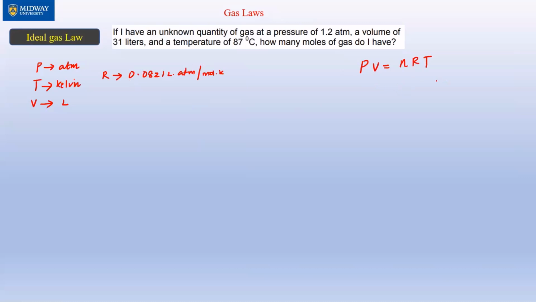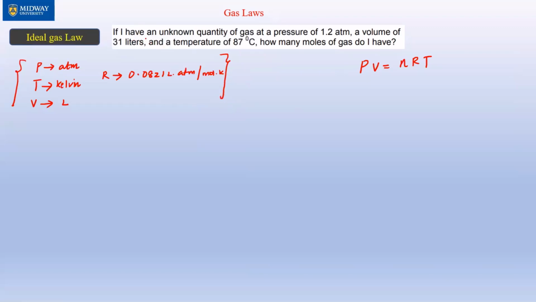In all other cases, temperature must be in Kelvin. The pressure and volume do not have to be converted to ATM. But whenever we are dealing with the ideal gas law, all of this must be met. Otherwise, chances are your problem is not going to work out.